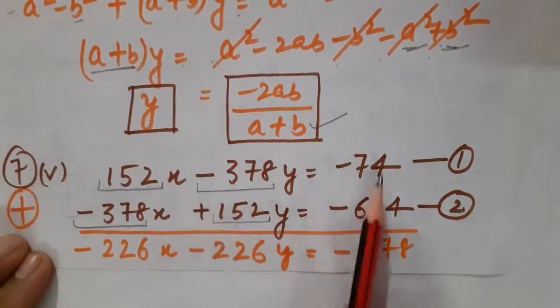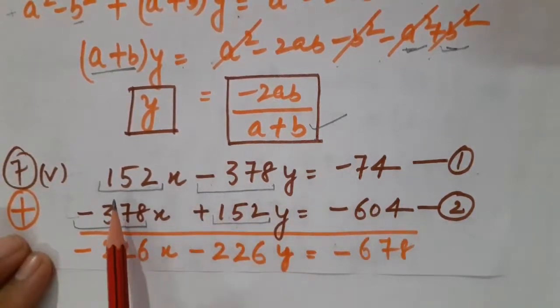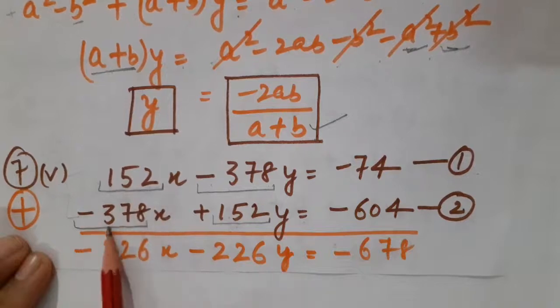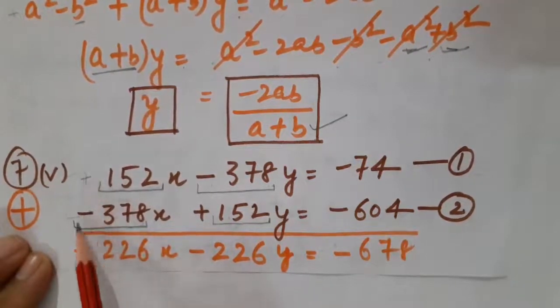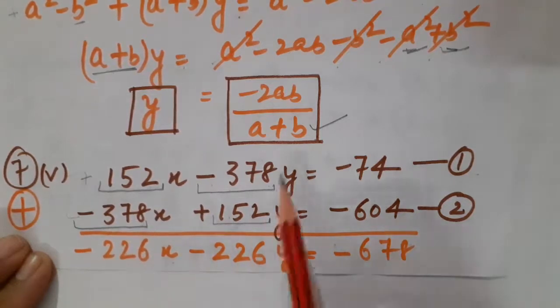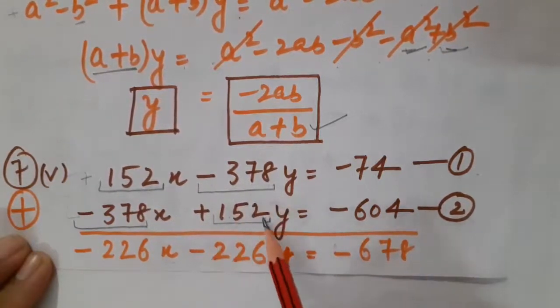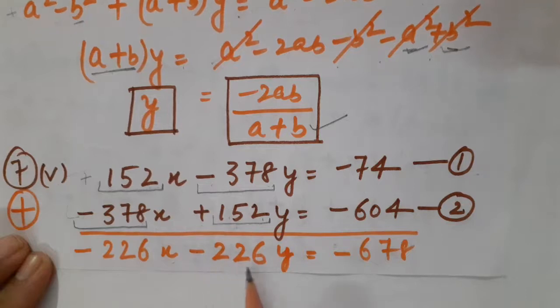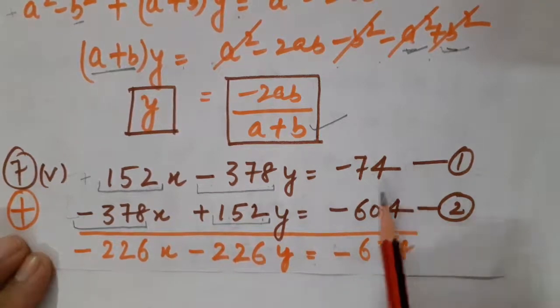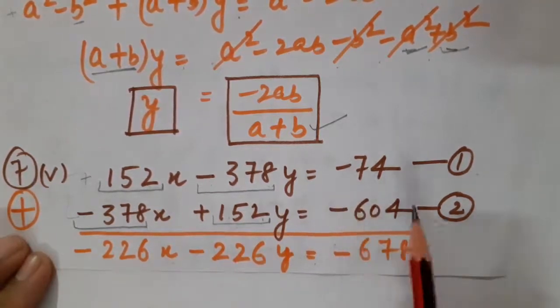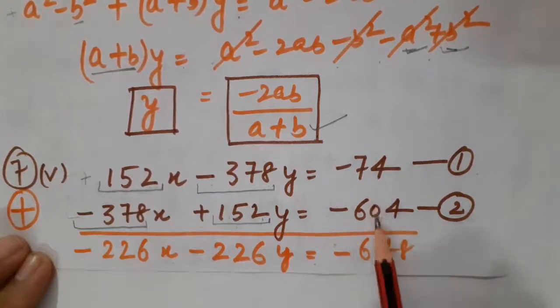First of all, you are going to add both the equations. I am just adding them. 152 minus 378. This is plus minus minus, the sign will be of the bigger value. So I will get minus 226x. Fine. Similarly here minus 378 plus 152 will give you minus 226y is equal to, this is minus minus plus, the sign will be of minus. I am going to add both the numbers. So I will be getting minus 678.